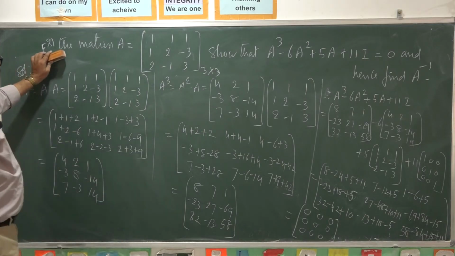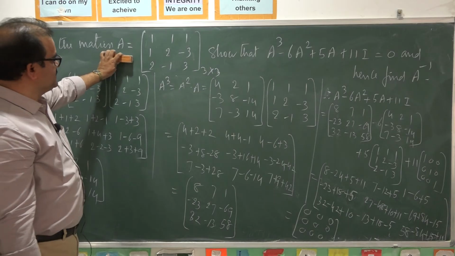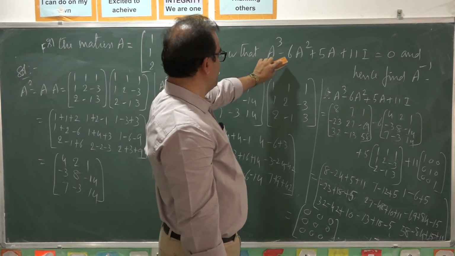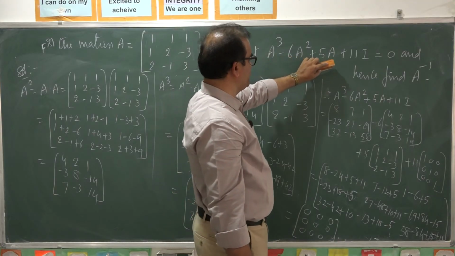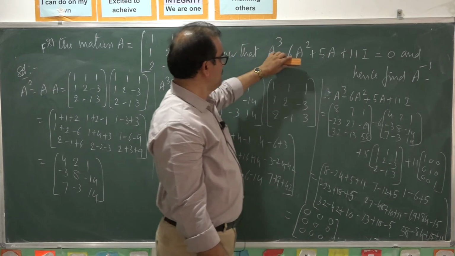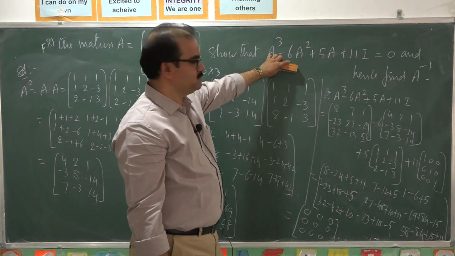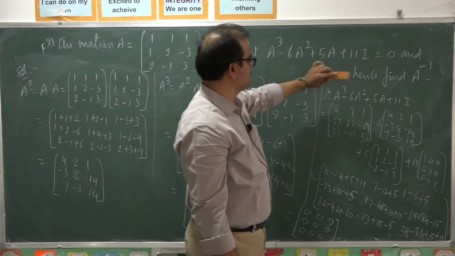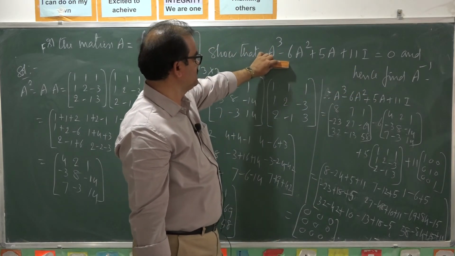Okay, you see this problem. For the matrix A, a 3 by 3 matrix is given. Show that A cube minus 6A square plus 5A plus 11I is equal to 0, and hence find A inverse. First we prove this equation, and from this equation you find A inverse. How to prove this equation?